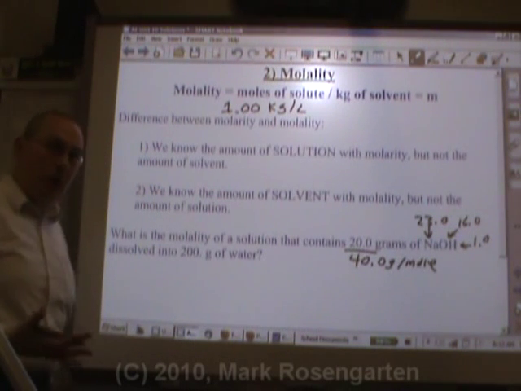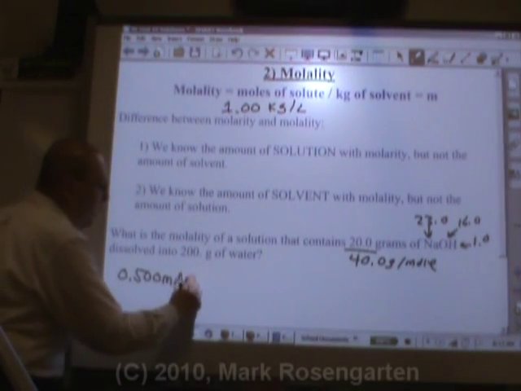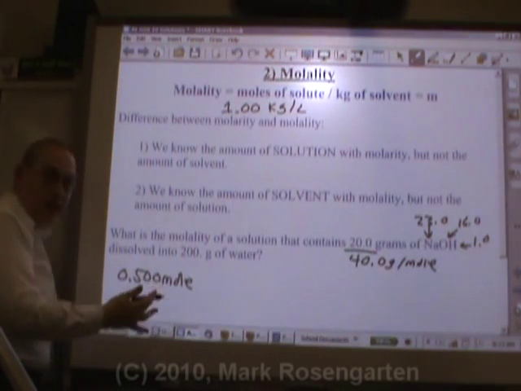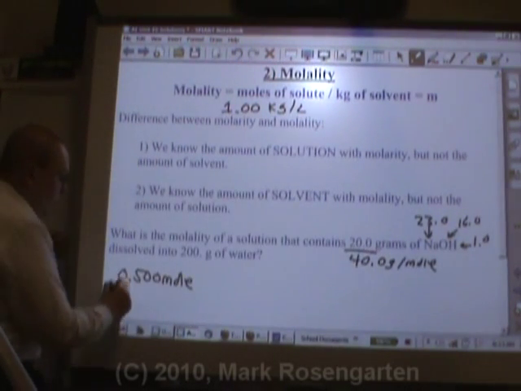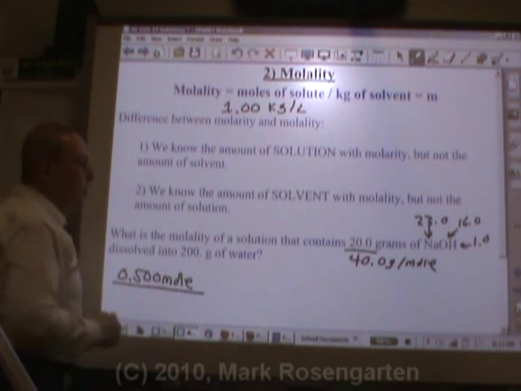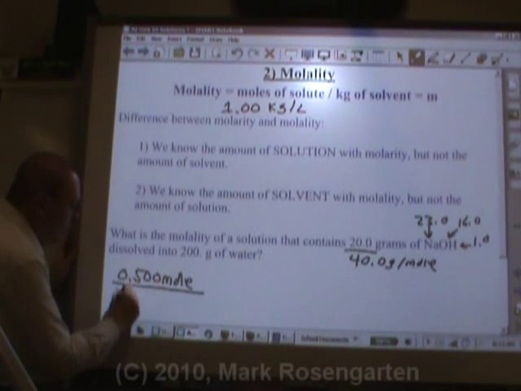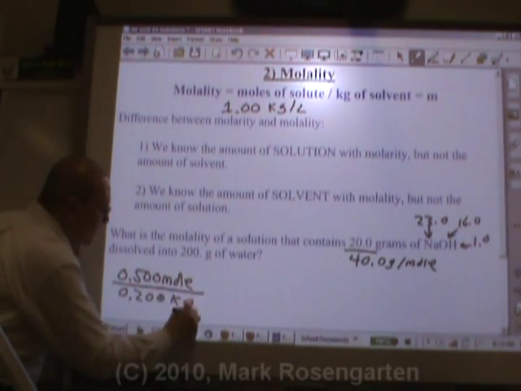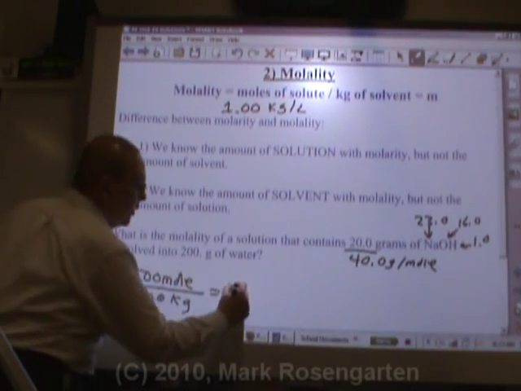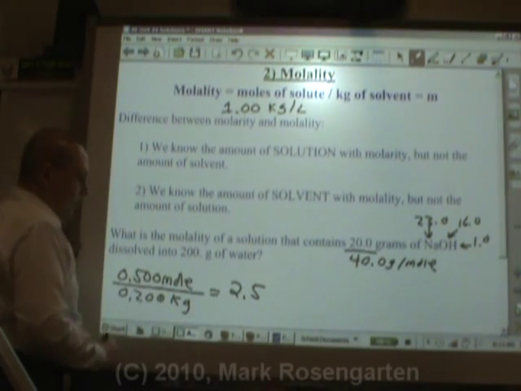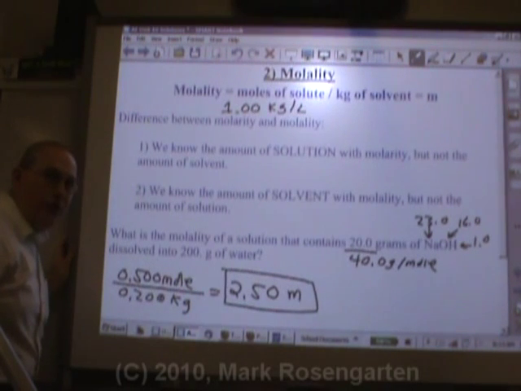Now, 20 divided by 40 is half a mole, or 0.500 mole, right? 3 sig figs, 3 sig figs, 3 sig figs in your answer. Great. Now we've got moles, let's divide by kilograms of solvent. Well, we have 200 grams of solvent. Divide that by 1,000 and you get 0.200 kilograms of solvent. And when you divide 0.5 by 0.2, you get 2.50 molal. And that's the concentration of the solution.